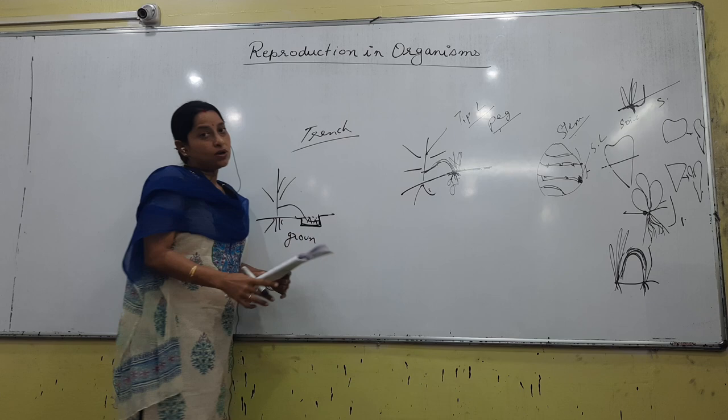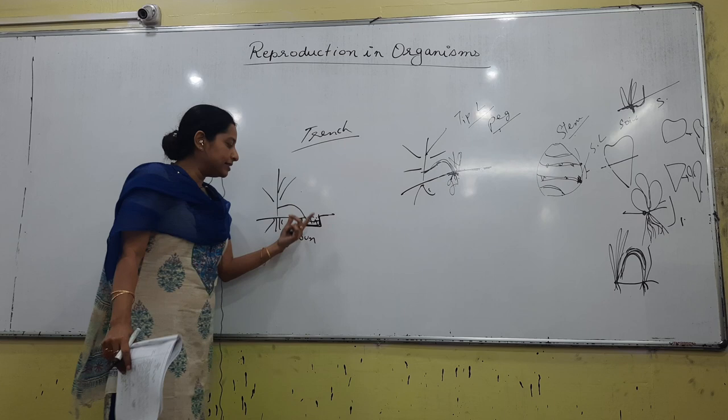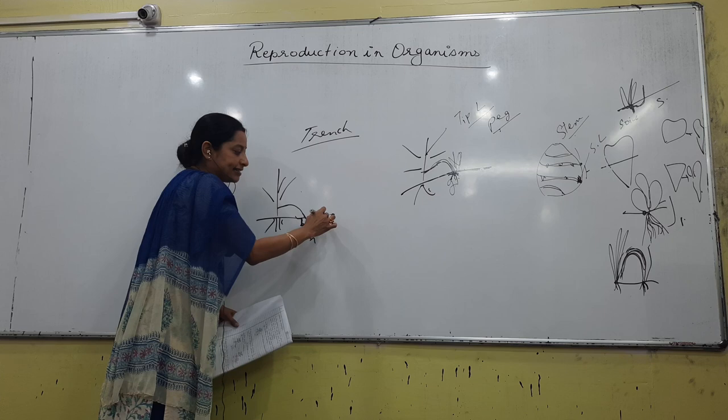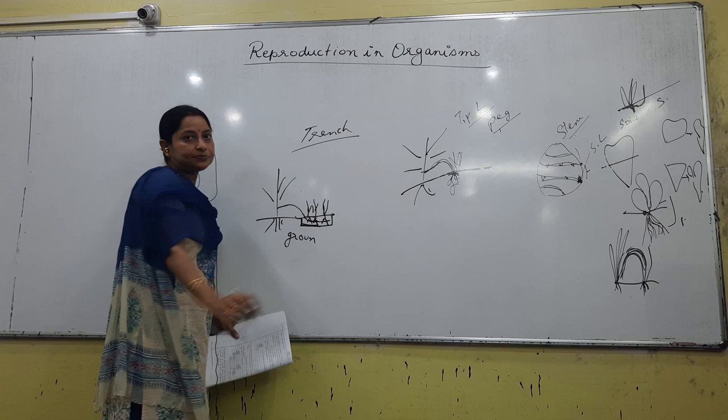What is one basic difference? From the tip type of layering, it is only one plant that will develop. From this type of layering, if suppose this is a very deep trunk and this is a very long stem, you peg it at many points, and from there new plants will develop. Are you understanding? Right?